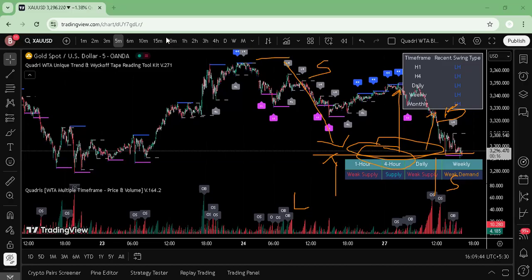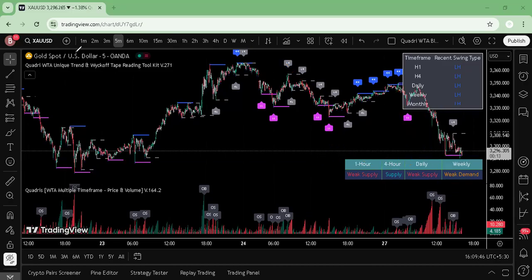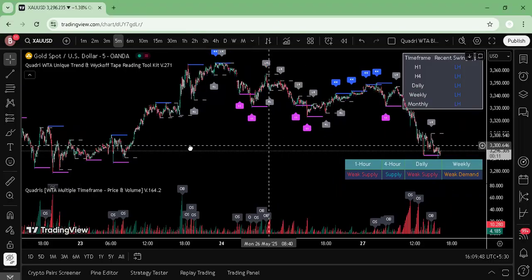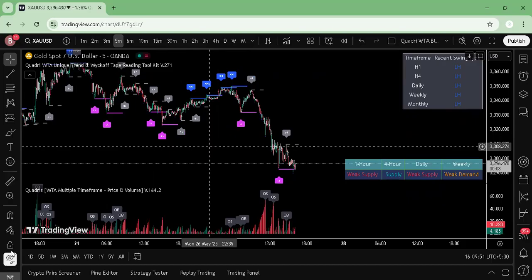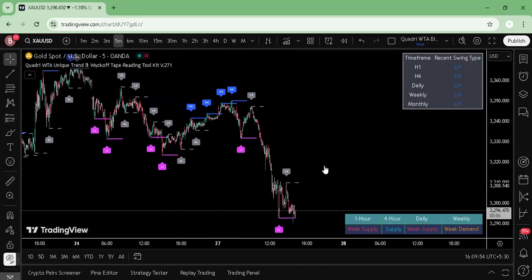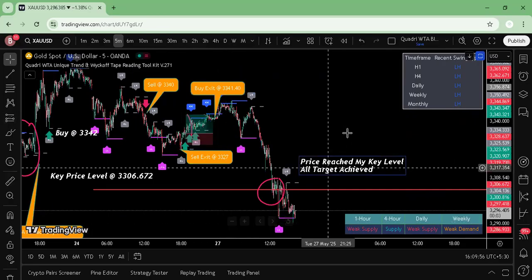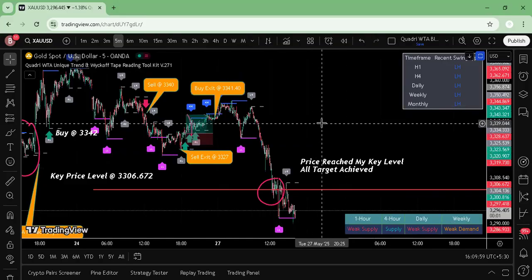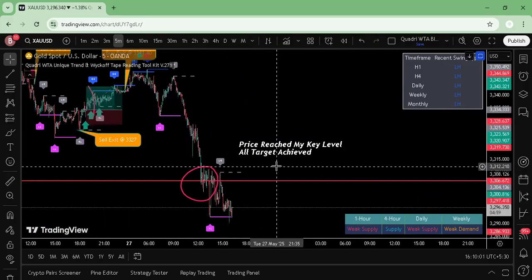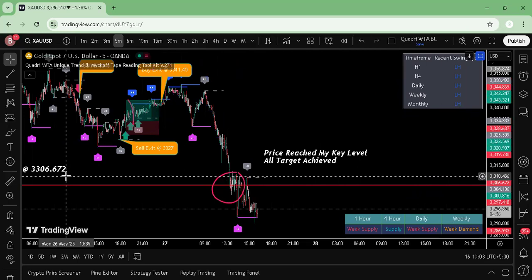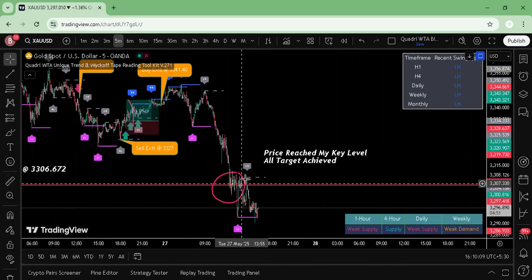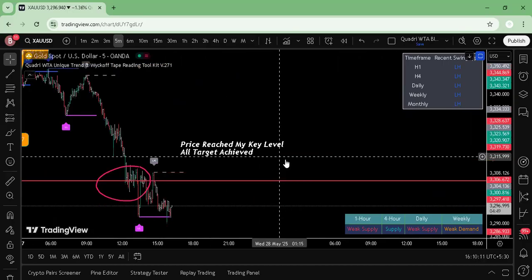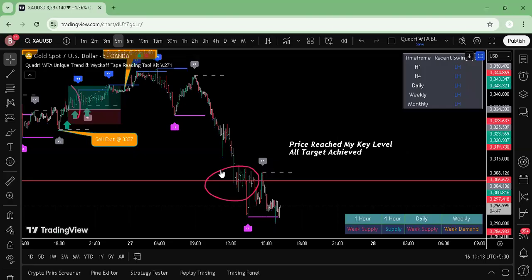In my training I always tell all the students to focus on how to look out for trades. For example, if I hide the volume indicator, you can see this level of 3306, give or take, which I will round off to 3307. This level acted as a key level.